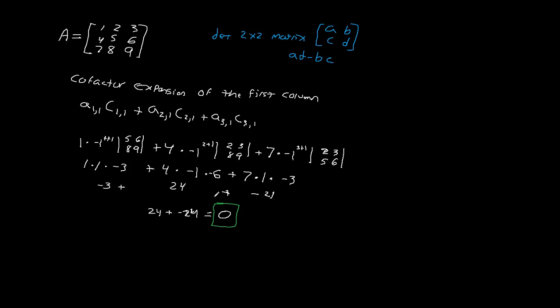Hopefully you were able to follow that. Hopefully you're able to see how that worked in terms of going down the first column, taking the value times the cofactor plus the value times the cofactor plus the value times the cofactor. And you were able to see the determinant of the 2 by 2 matrix, going back to the equation that we already know. Hopefully that all made sense. We're going to look at a couple more examples.